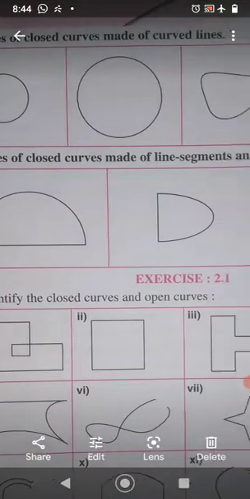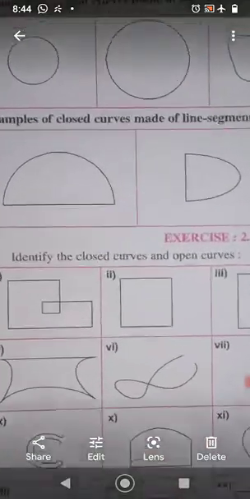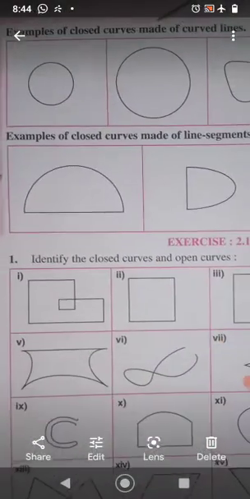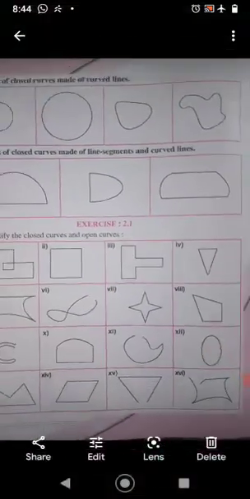You see, for the first one, you have seen the examples of polygons. These are the examples of polygons, point number 1. Next, point number 2, these are examples of closed curves made of curved line only. And next, these are closed curves made of line segment and curved line. Okay, so I think you are clear.